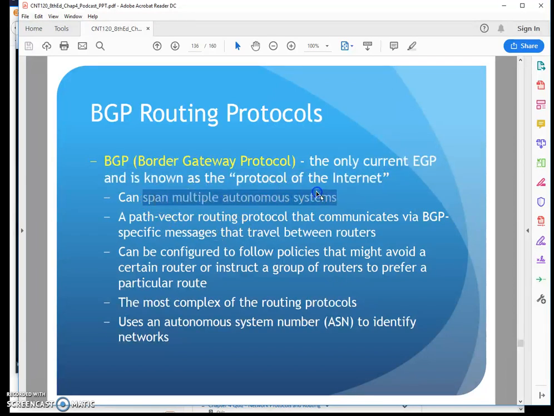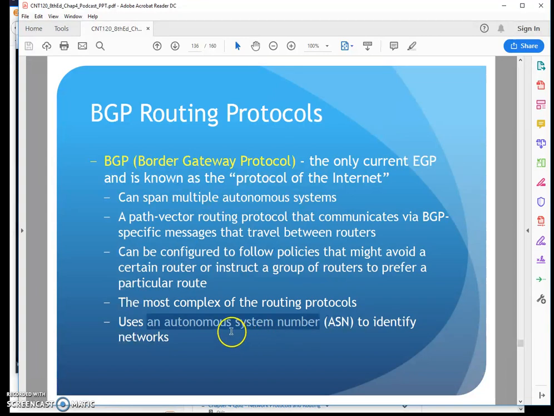This can handle multiple autonomous systems. It is a path vector routing protocol that communicates via very specific BGP messages. This can be configured to follow policies, again, depending on the different customers and things you have. And this is your more complex one. It's really looking at different autonomous system numbers to identify networks.